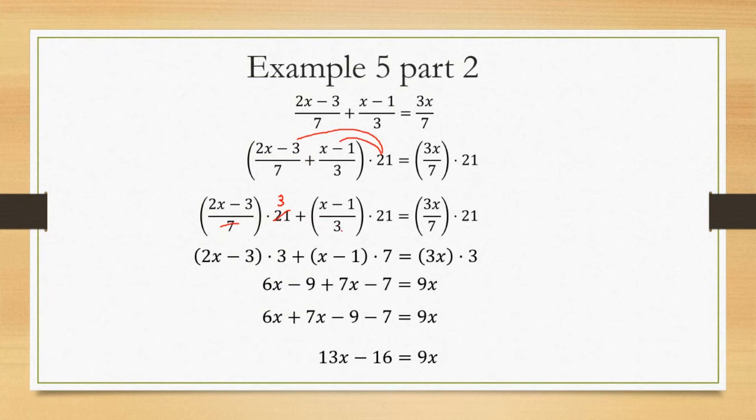From here, we have 3 and 21. 21 divided by 3 is 7. So the 3 cancels, that is. We get 7, like so. And over here, we have 21 over 7. Well, again, just like over here, the 7 cancels and 21 gives us 3. Good.